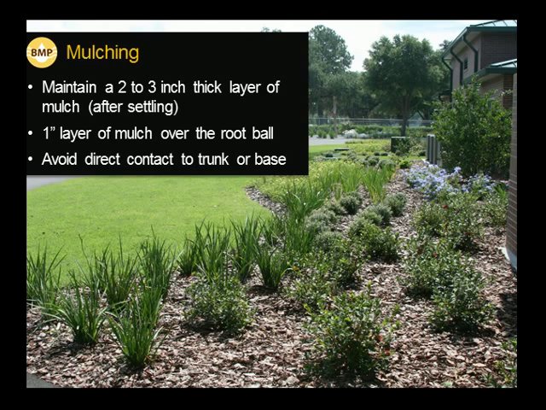Maintain a 2 to 3 inch thick layer of mulch after settling. Apply a thinner 1 inch layer of mulch over the root ball if necessary, but keep it at least 10 inches away from the trunk.